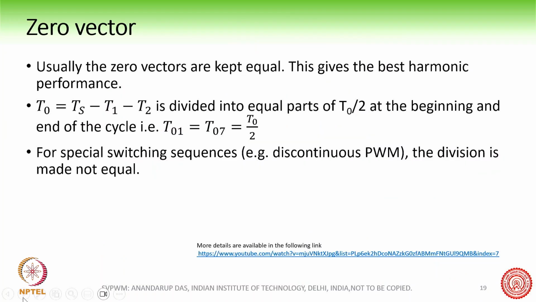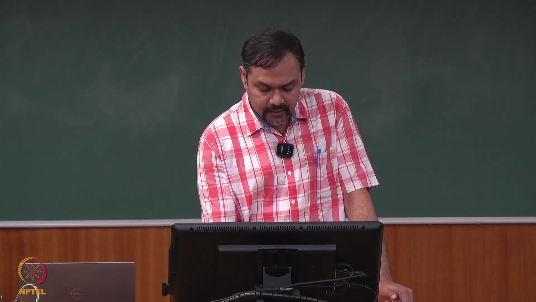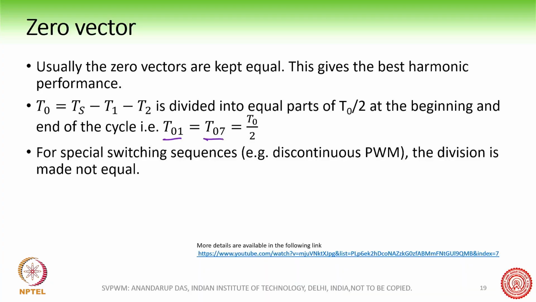Okay, again, as I told you, usually the zero vectors are kept equal. This gives the best harmonic performance. So we make the two zero vectors T0 by 2 each, T01 and T07. Okay, and we make it half-half, so beginning of the cycle and end of the cycle.